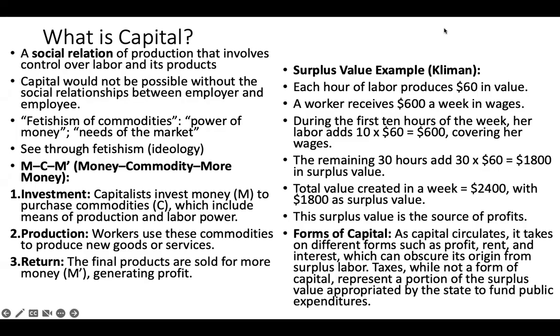But a big part of what Marx is intending here is again to get people to see through this fetishism, to see through the illusion of relationships between things and realize that this whole system is basically powered by relationships between people, and a very exploitative relationship between people as well.